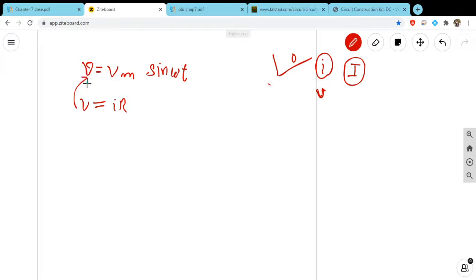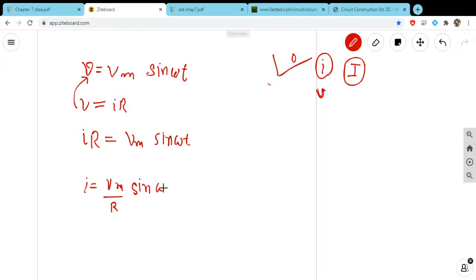Now put value here. So you will get iR is equal to Vm sine omega t. Now for the current i, if R goes in the denominator, then i is equal to Vm by R sine omega t.